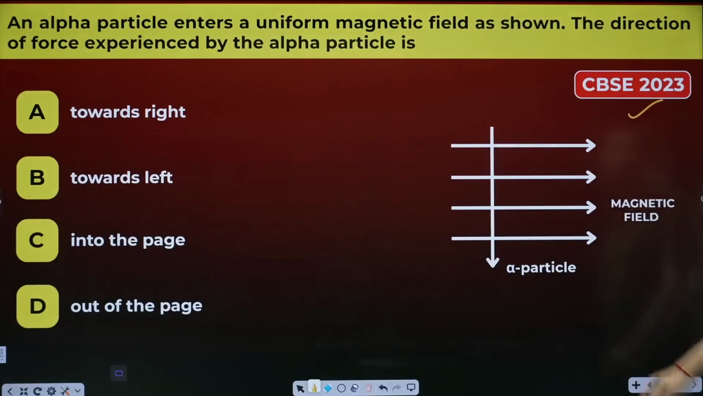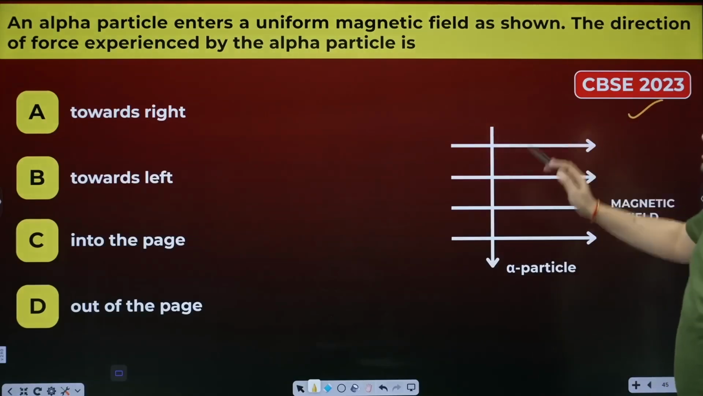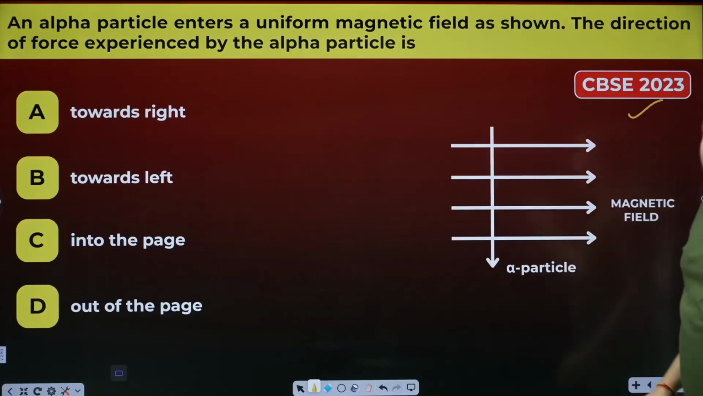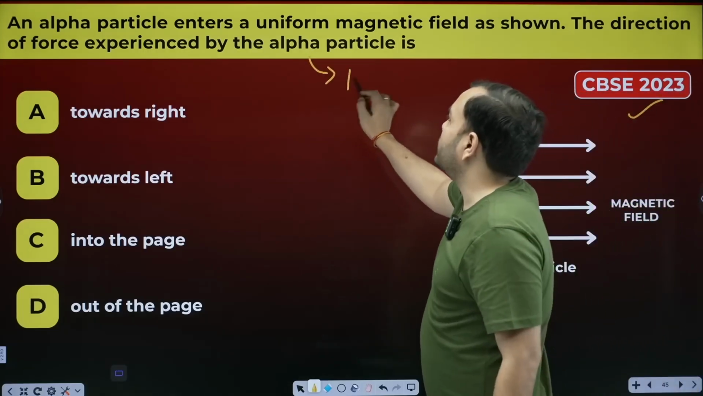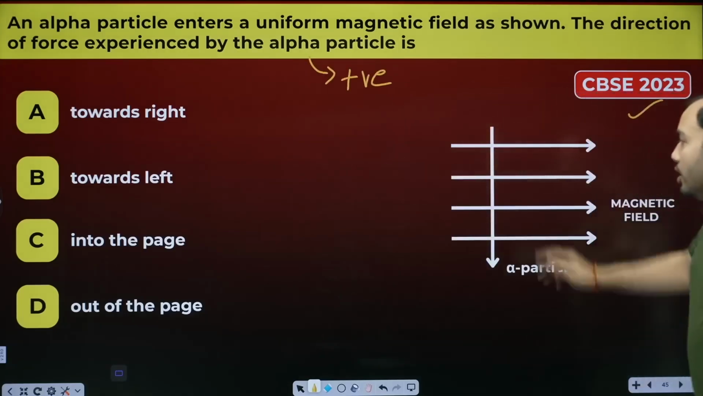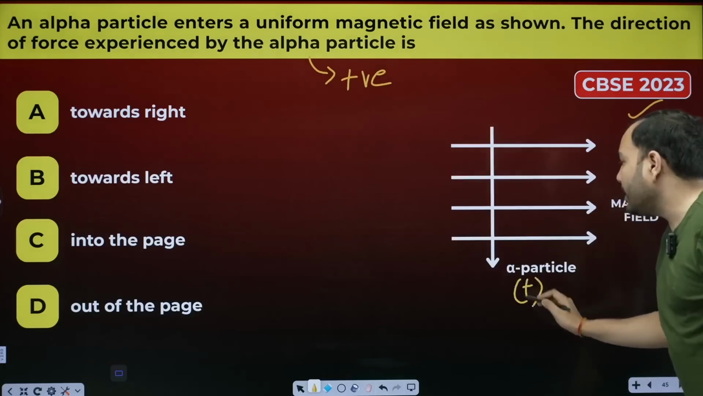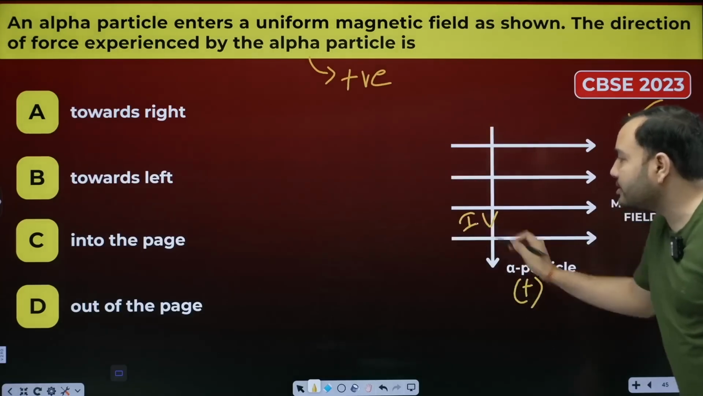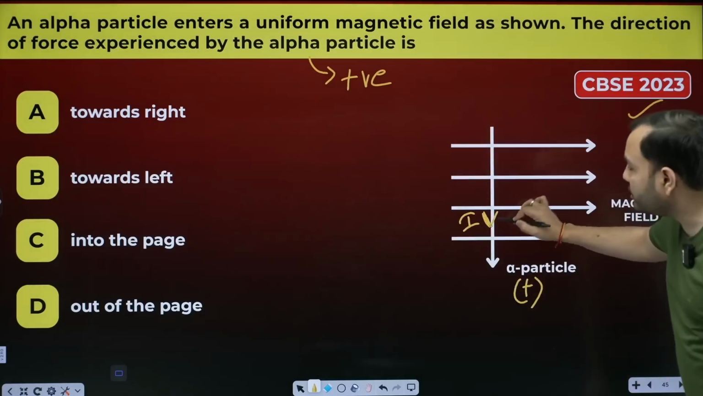Question, CBSE 2023. Alpha particle enters, force experienced. Tell me whether the alpha particle is going like this. I told you what kind of charge an alpha particle has. Is it positive charge? So if the positive charge is coming down, will the current also come down? Yes. The direction of current is the same as the flow of positive charge.